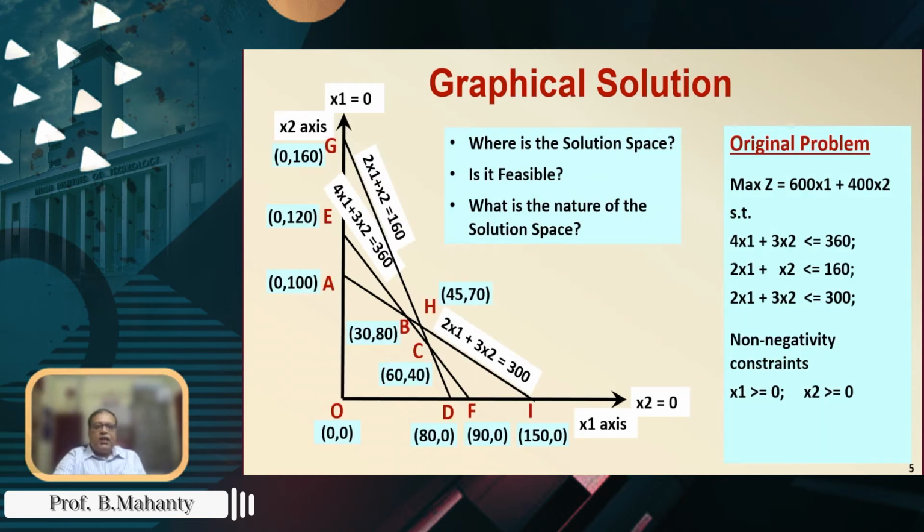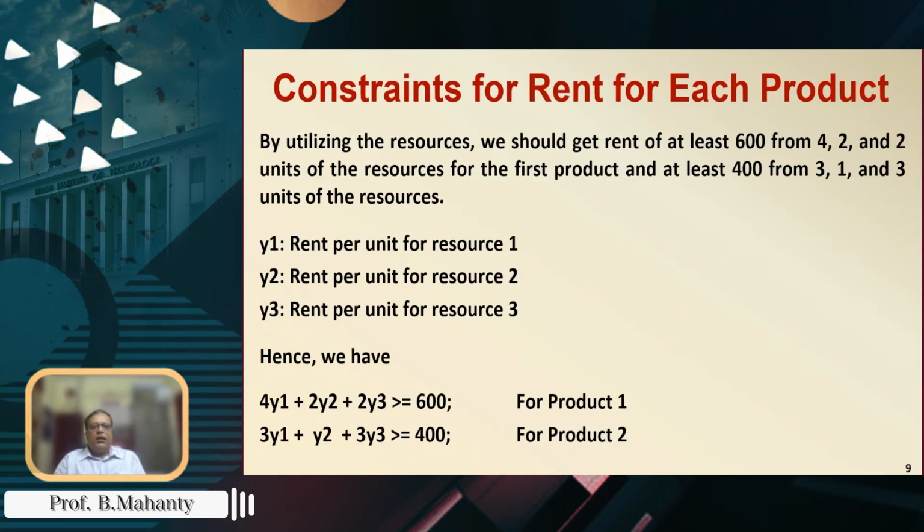All right, so this is precisely what has been shown here, that constraints for rent for each product should be, by utilizing the resources, rent of at least 600 and 400 for the two products, and therefore for each unit of product 1, we should get those two constraints, 4Y1 plus 2Y2 plus 2Y3 greater than or equal to 600, and 3Y1 plus Y2 plus 3Y3 greater than or equal to 400.